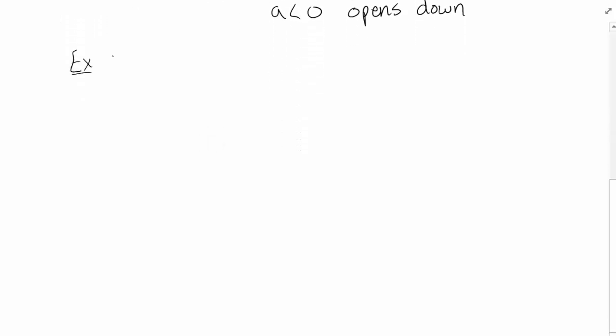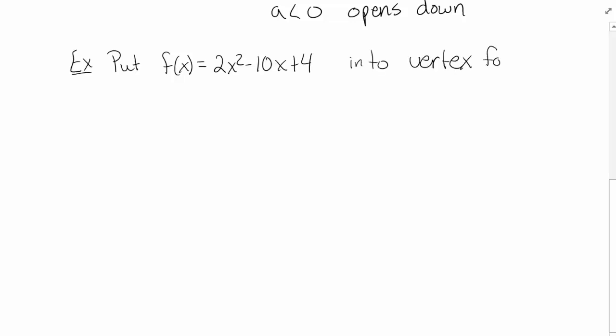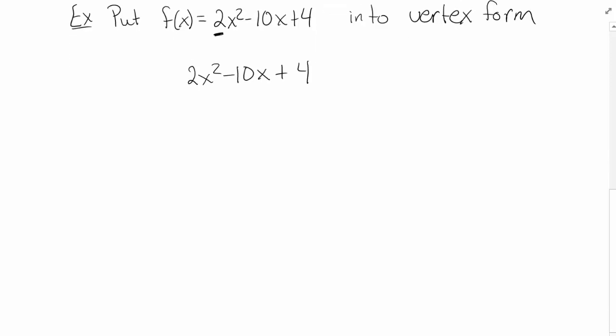So let's put the following. Let's go with f of x is equal to 2x squared minus 10x plus 4 into vertex form. So what I'm always going to do first is I'm going to look at this first part, the 2, and I see that that is not a 1. So what I'm going to do is I'm going to factor that out of the first 2 terms. So if I do that, then I end up with 2 times the quantity x squared minus 5x, and then the plus 4 is just hanging out.